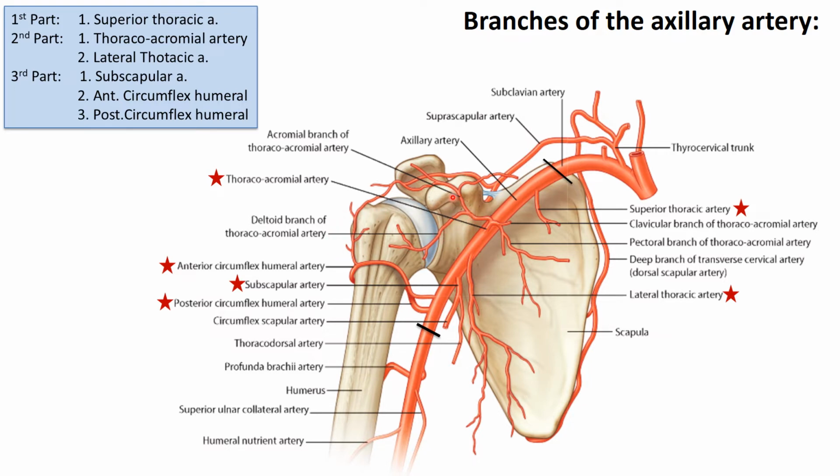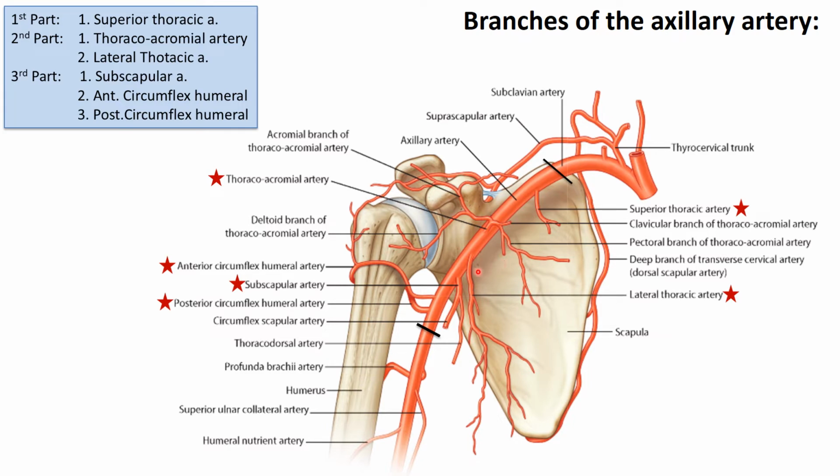And this branch is heading towards acromion. So this is the acromion of the scapula. So we call it acromial branch. Now clavicle is around here. So this branch is heading towards the clavicle. We call it clavicular branch. And this one is going towards the pectoralis major and pectoralis minor muscle. We call it pectoral branch. Okay, again, thoracoacromial artery has a short stem, and it quickly divides into four branches: deltoid, acromial, clavicular, and pectoral.